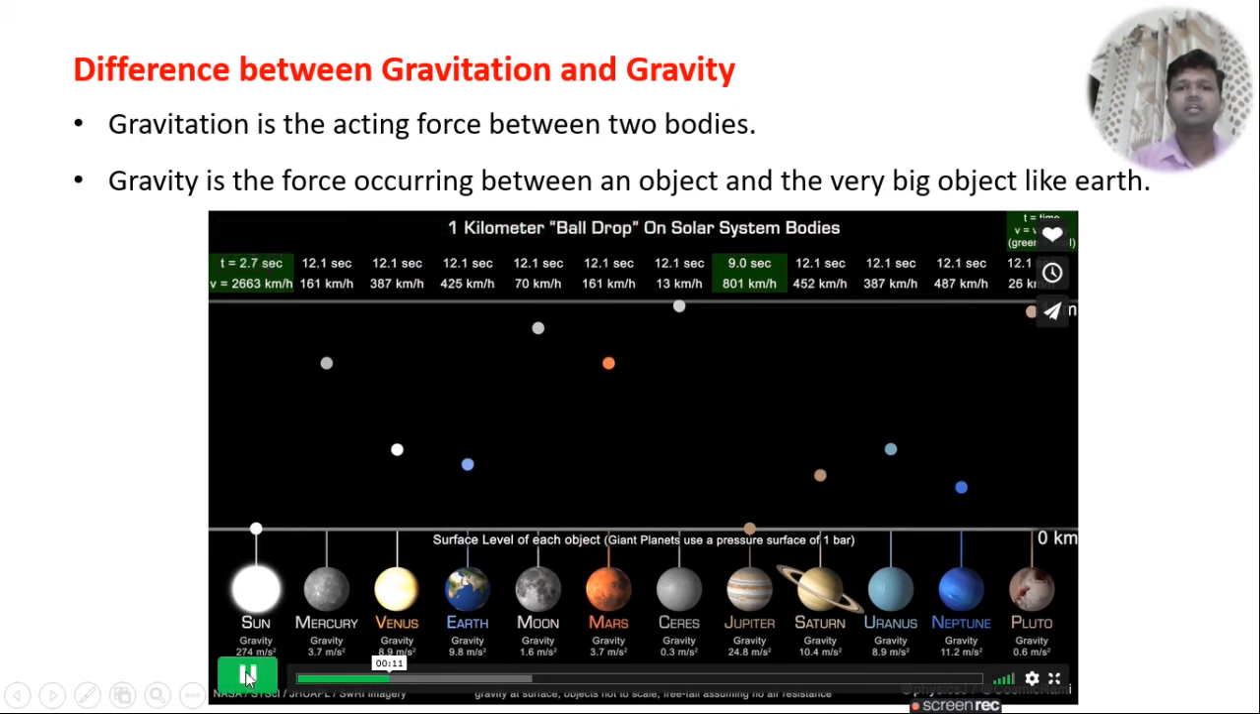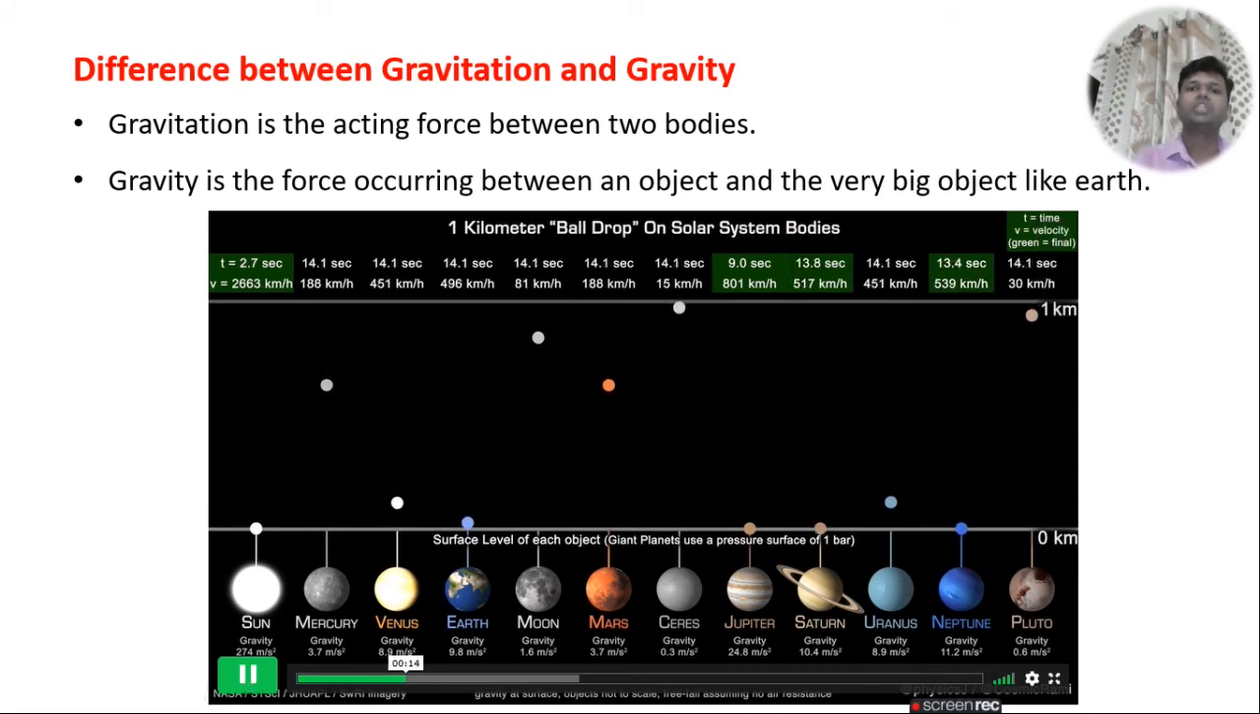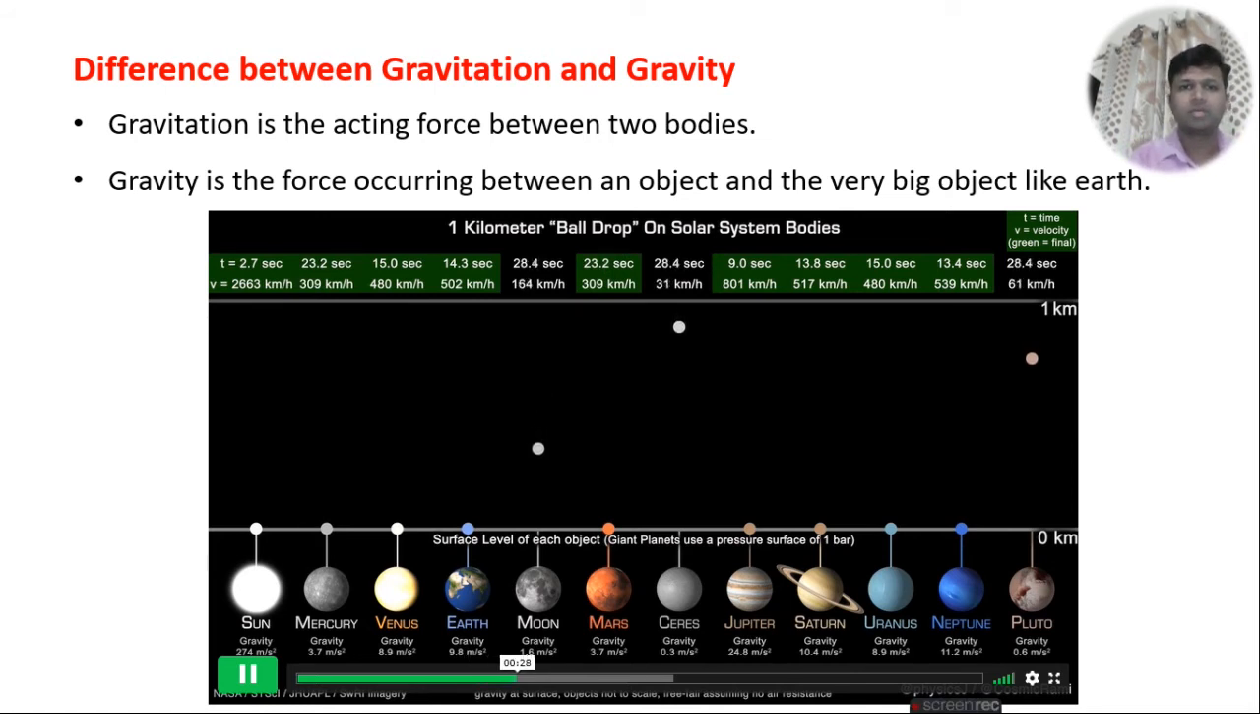Again I am playing it. Now the other balls are also reaching the surface of their respective planet. Okay, so almost 1 2 3 4 5 6 7 balls have reached, whereas three balls have still not reached the surface of the planet. Okay, so here you can see each ball has a different velocity, and each ball has taken a different time to reach the surface of their respective planet.